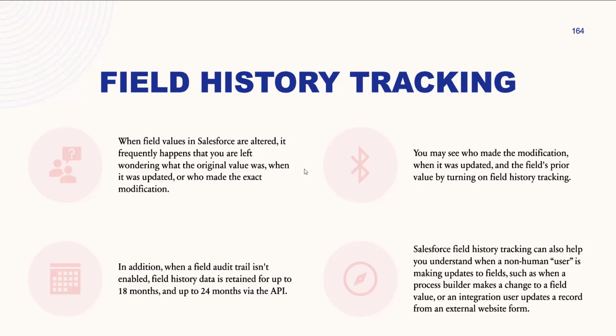Moving ahead, in field history we have one more feature named field audit trail. If you have not enabled this, the field history data is kept only up to 18 months, and if you access it with the API, then it's retained up to 24 months. But if you enable this field audit trail, the data is kept until you decide to delete it manually. So it's a very good thing to enable this field audit trail.